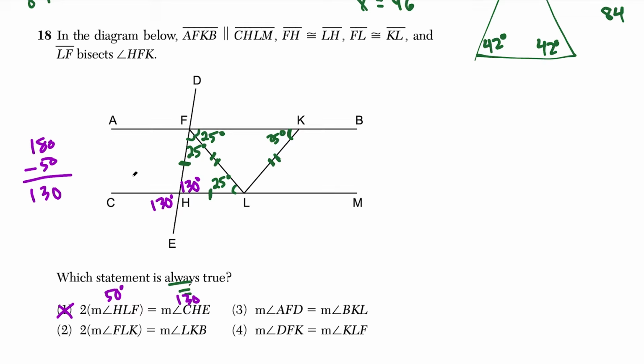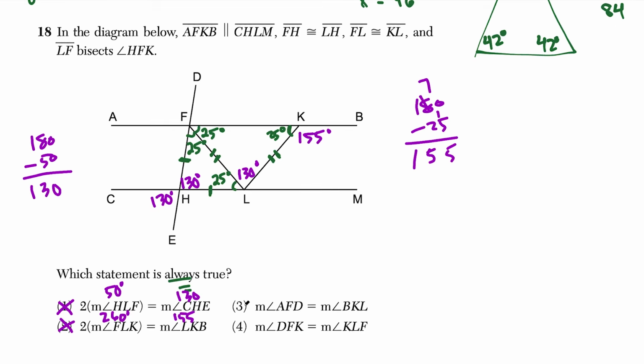And now next we have 2 times the measure of angle FLK. So the measure of FLK, notice it's the missing angle, so this would also be 130. So if I multiply that by 2, I would get 260. And is 260 equal to LKB? Angle LKB would be 180 minus 25. So if I subtract here, we get 155. So this angle over here would be 155 degrees. And think about that. Is 260 equal to 155? No, it is not. So this gets crossed off.